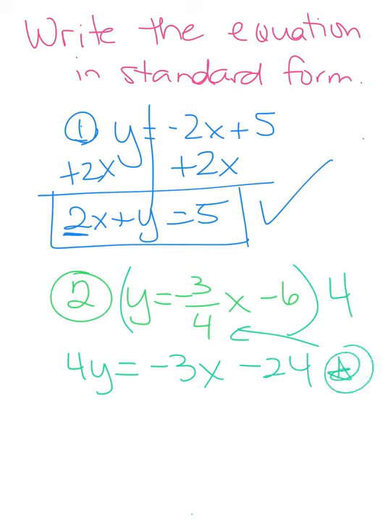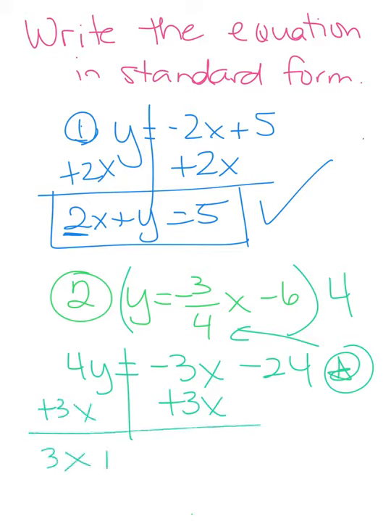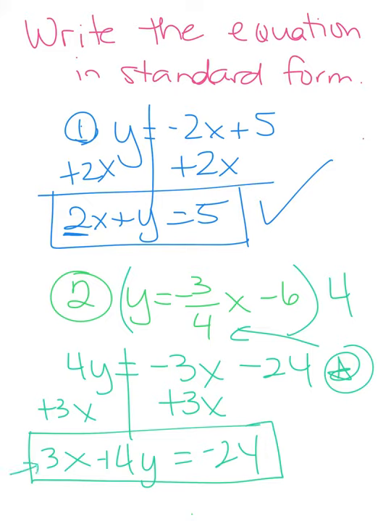So the only thing I have to do now is get my x and y on the same side of the equation. Again, there's my wall. I'm going to add 3x to both sides. And I have 3x plus 4y is equal to negative 24. So I have no fractions, no decimals. My a value, my 3, is positive 3, so I'm all set. That equation is now in standard form.